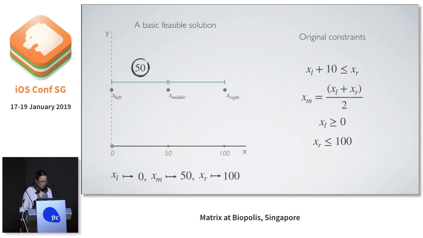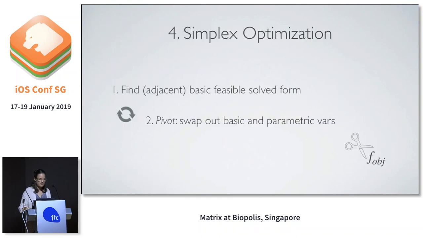x left is at 0, m middle is in the middle, and right is at 100. So if you can see what we were doing here, it's actually not a minimization, it was the maximum possible distance that we came to. So there's definitely some optimization to do here. And this is our very last step. So the optimization part is finding adjacent basic feasible solved forms.